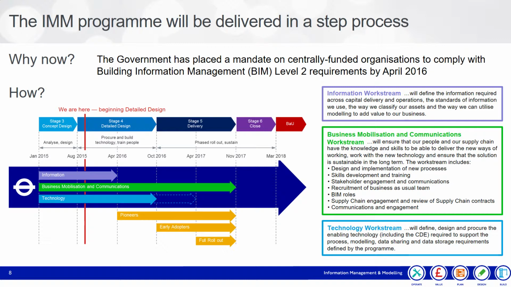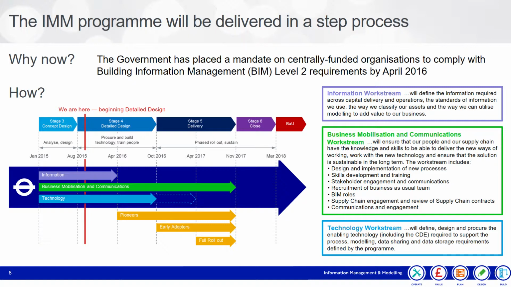How is the programme being delivered? As the diagram shows, it is split into 3 work streams: information, business mobilisation and comms, and technology. The information work stream will define the information required across project delivery and operations, standards of information we use, the way we classify our assets, and the way we can use modelling to add value to our business.